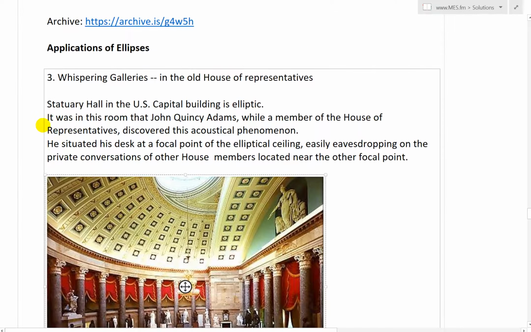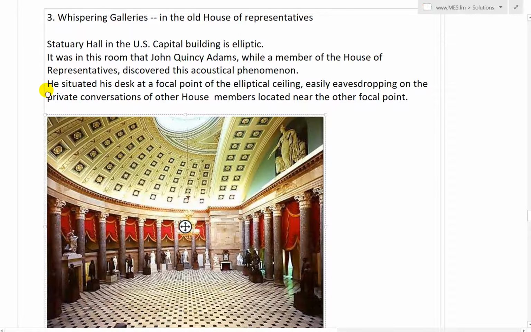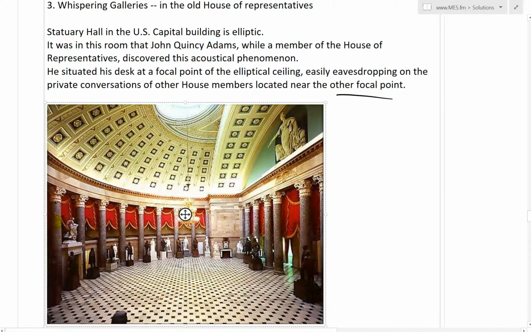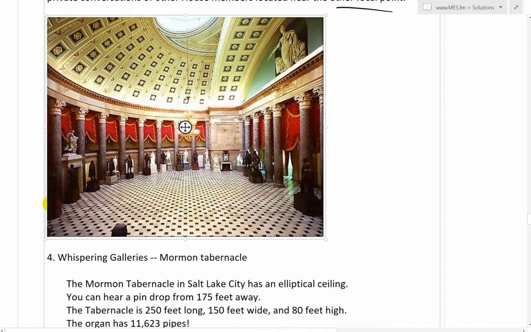This is just a random website. I just wanted to show us some pretty cool info, but I haven't verified all the facts in it. So let me know if anything is wrong. Basically it's saying John Quincy Adams situated his desk at a focal point of the elliptical ceiling, easily eavesdropping on the private conversations of other House members located near the other focal point. That's pretty cool.